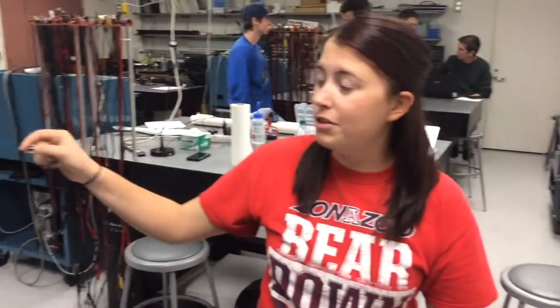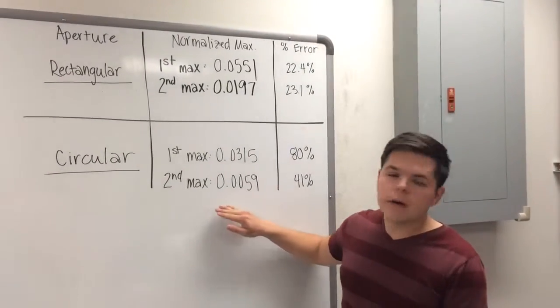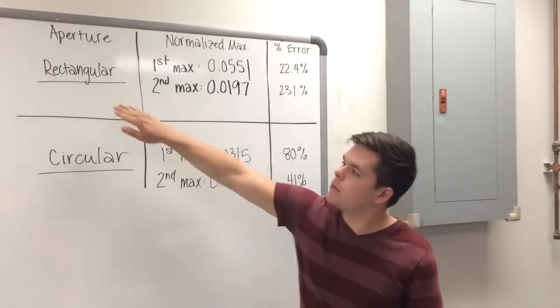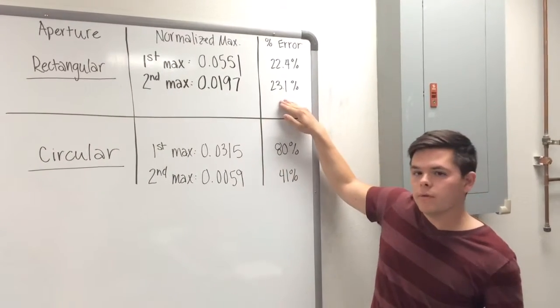The purpose of Parts B and C of this lab was to make sure that the mathematical models fit the actual data we collected. So the setup was the same as before, and we just took our captured images and put them into a MATLAB code to see how well they fit the data. This is the data for the Fraunhofer diffraction that we found using the MATLAB program. For the rectangular aperture, we came up with these maxima and errors around 22 and 23% for those.